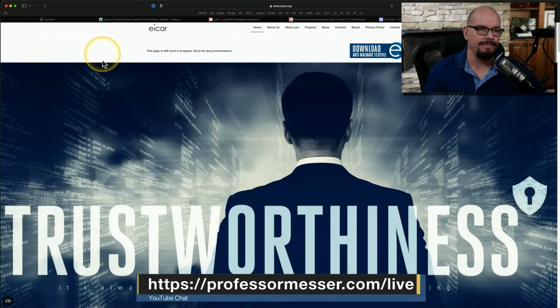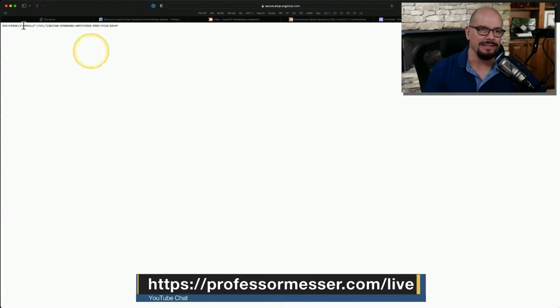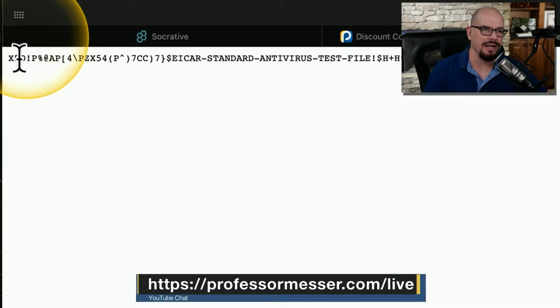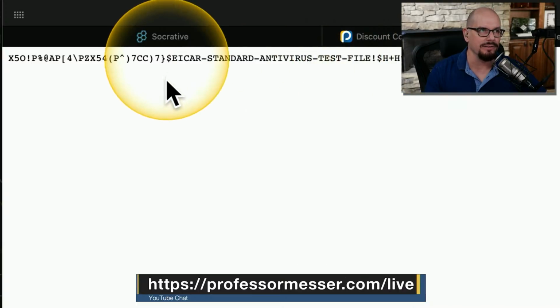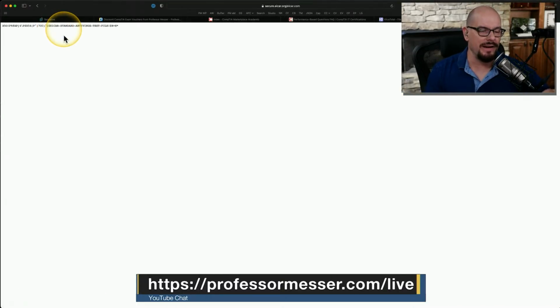eicar.com. For those of you familiar with the antivirus world, EICAR is a file that shows up in malware testing as if it were an actual malware document, but it's actually a text file. It's a test file. This is the contents of an EICAR file, right there on the screen. It's just a text file, but in every antivirus software, this file is flagged to always show as a virus.